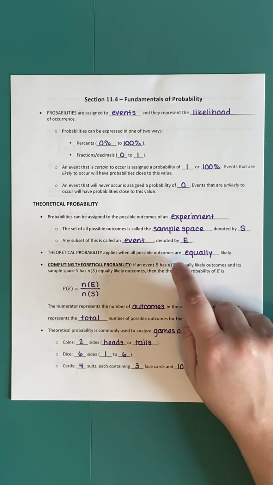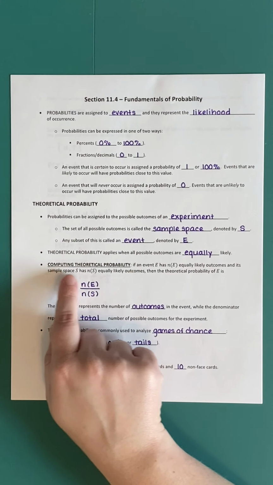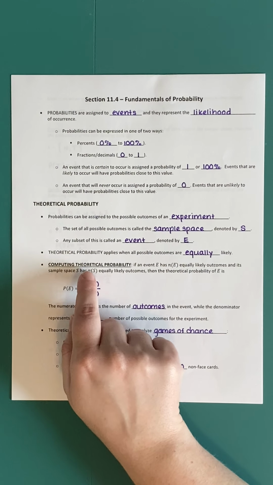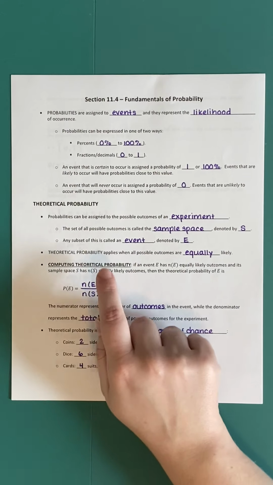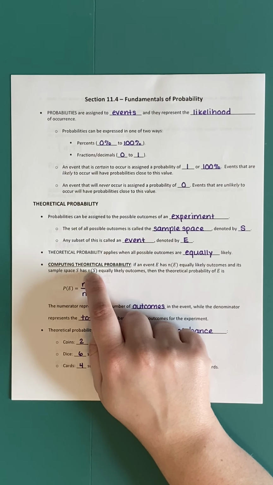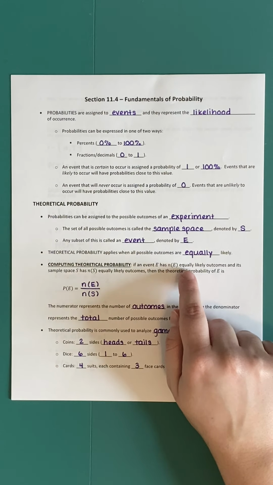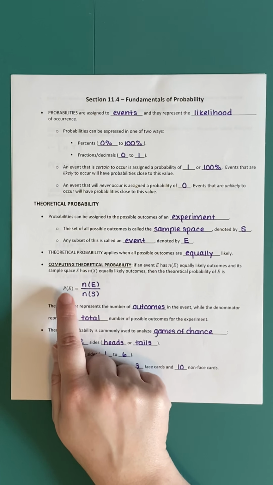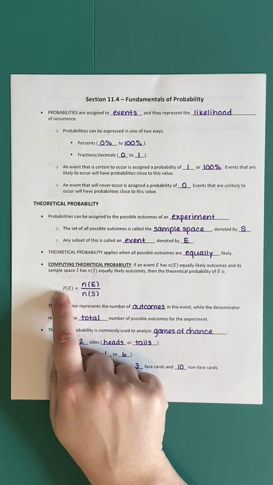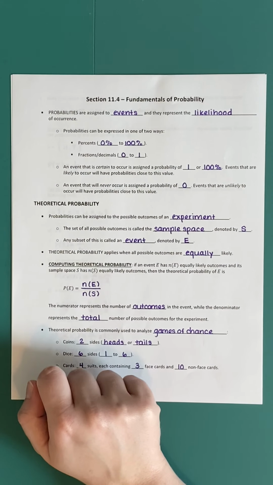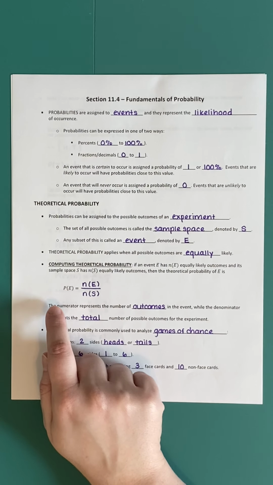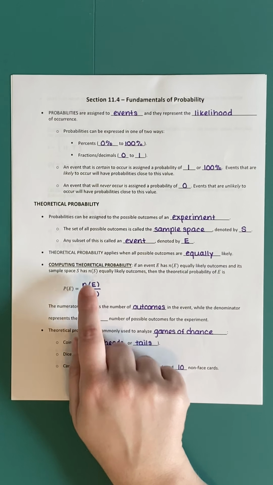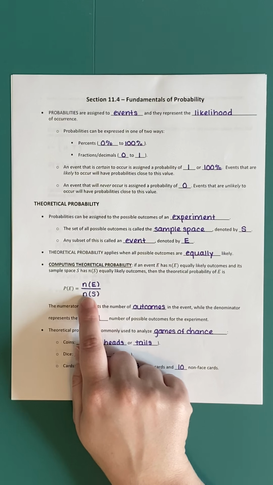So an event E has this many possible outcomes, and the sample space for the experiment has N of S equally likely outcomes. This is going to be the total number of possibilities. In this case, the theoretical probability of this event, of this combination of outcomes that we're interested in, is represented as P of E. So capital P stands for probability. P of E is a way of saying the probability of E. So the probability of E is going to be N of E divided by N of S.